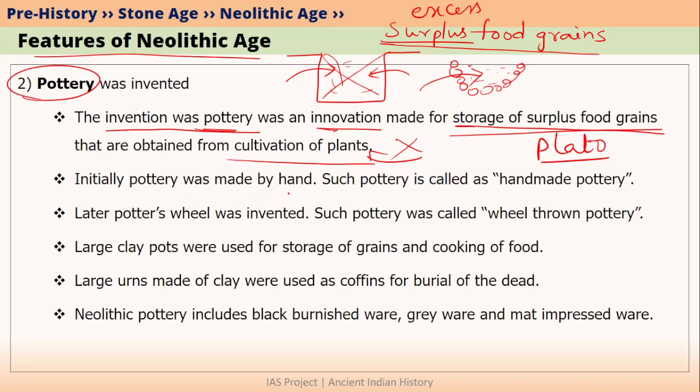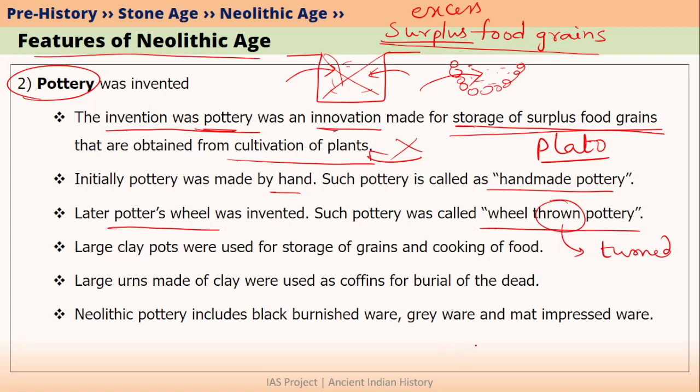Initially, the pottery was made by hand. We call such pottery handmade pottery. Eventually, they invented what is called a potter's wheel. Once the potter's wheel was invented, they made an even superior quality of pottery, which was called wheel thrown pottery. Wheel thrown pottery, the word thrown here means simply turned. So basically such pots were turned on a wheel.